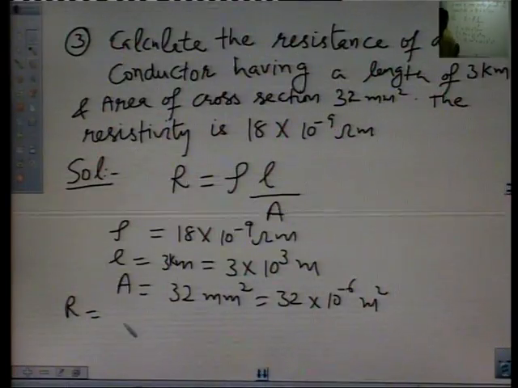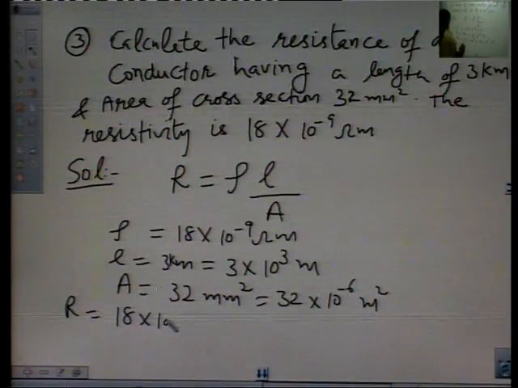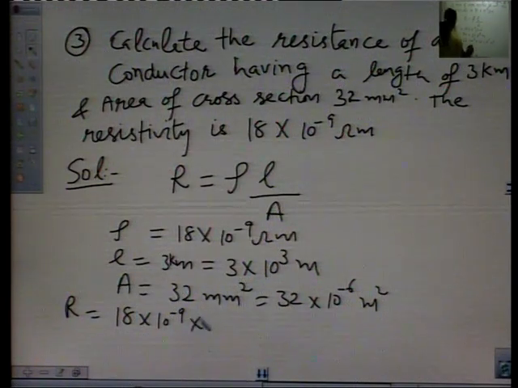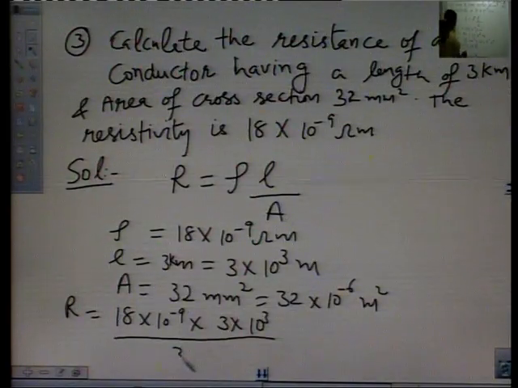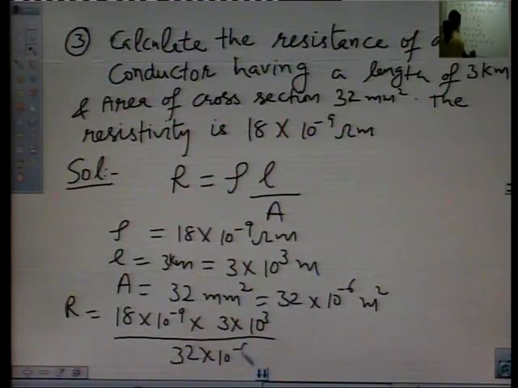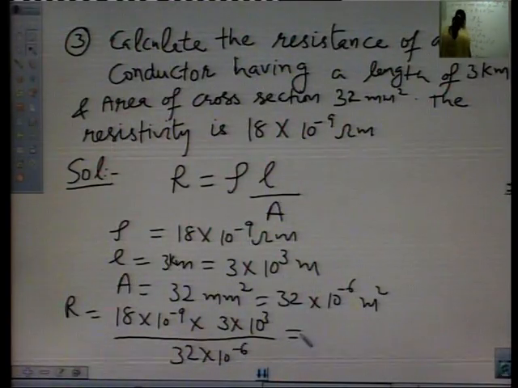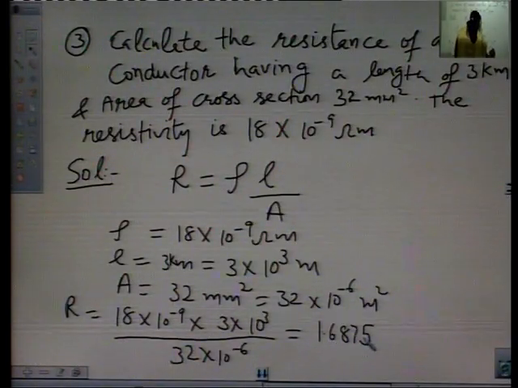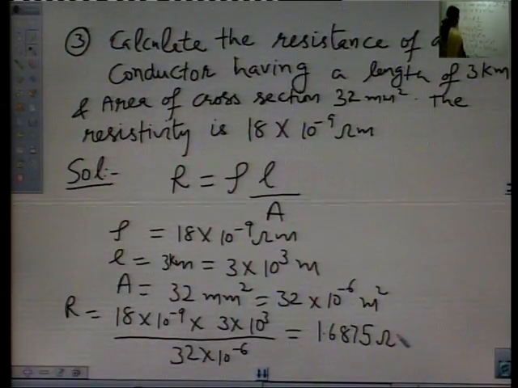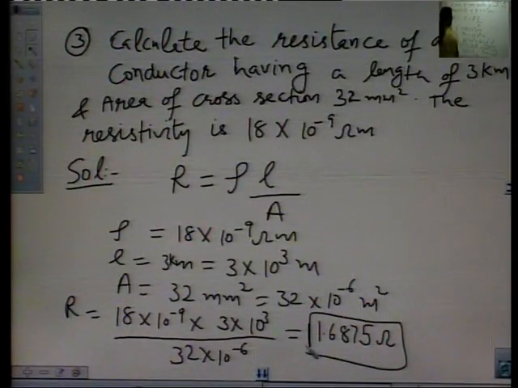1 millimeter square is equal to 10 raised to power minus 6 meter square. So putting these values, we can find the resistance. So the resistivity is 18 into 10 raised to power minus 9 into length is 3 into 10 raised to power 3 divided by area, which is 32 into 10 raised to power minus 6. So when we solve it, we get the result as 1.6875 ohm. So on solving, we get the value of resistance, which is equal to this one. So the next problem is, in this case we will find the specific resistance.